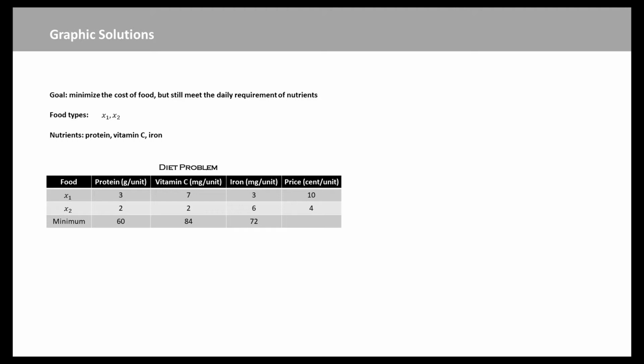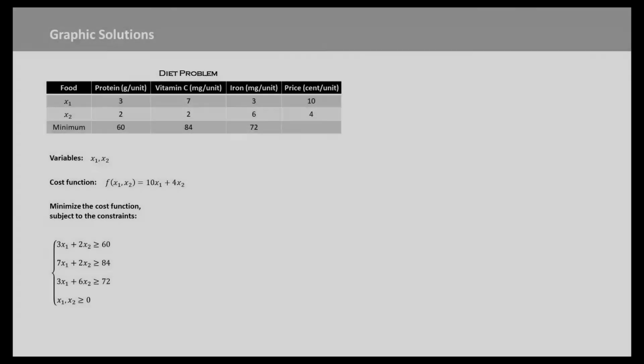In the setting of this simplified problem, we only choose two different types of food. We know there is a broad spectrum of nutrients that humans need. To simplify the discussion, let's focus on three types of nutrients, namely protein, vitamin C, and iron. It is always useful to list your information in a tabular form. In the last column, the price for each of these foods is listed. The price is set per unit.